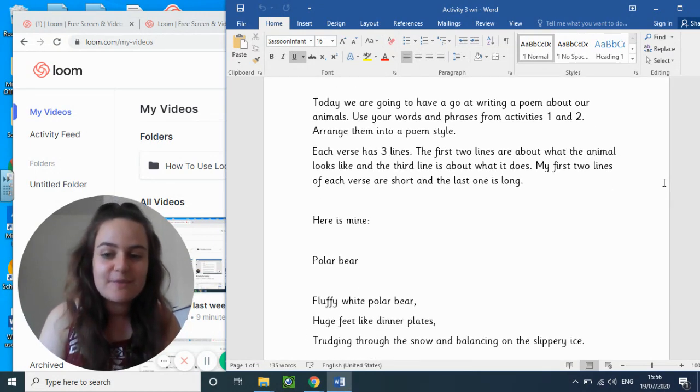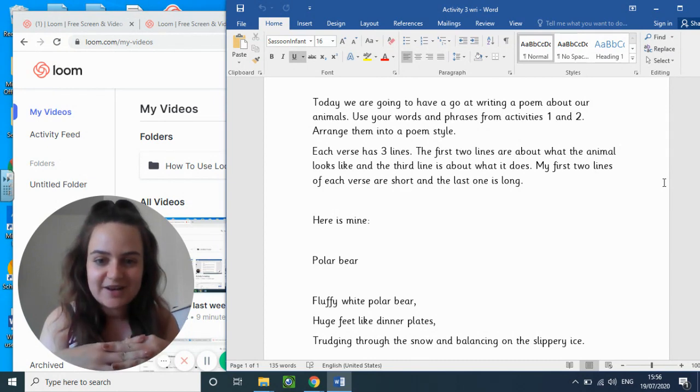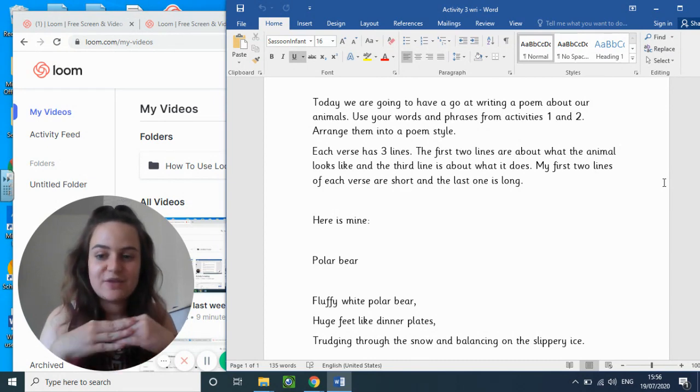Each verse of our poem we're going to try and aim for 3 lines. So the first line will be a line about what the animal looks like. The second line will be a line about what the animal looks like, and then the third line is a line about what the animal does or how it moves.